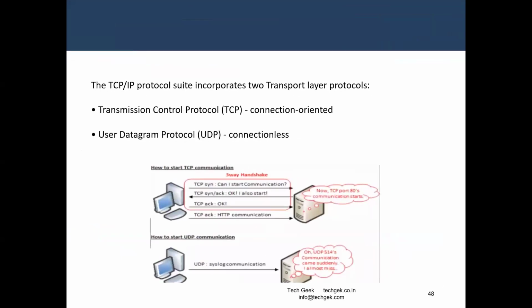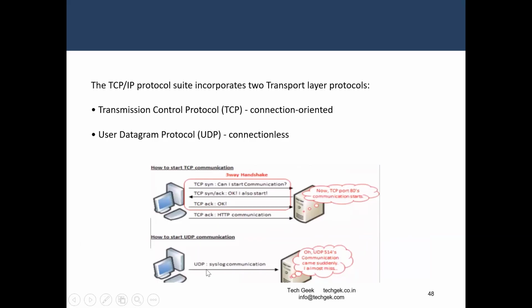If we look at the TCP/IP protocol suite, it interoperates with two transport layer protocols: the Transmission Control Protocol (TCP) and the UDP. TCP is connection-oriented, UDP is connectionless. When I talk about connection-oriented, the client and server must exchange packets. The client sends some message, the server agrees to that message, and then the connection is established. This process is called a three-way handshake.